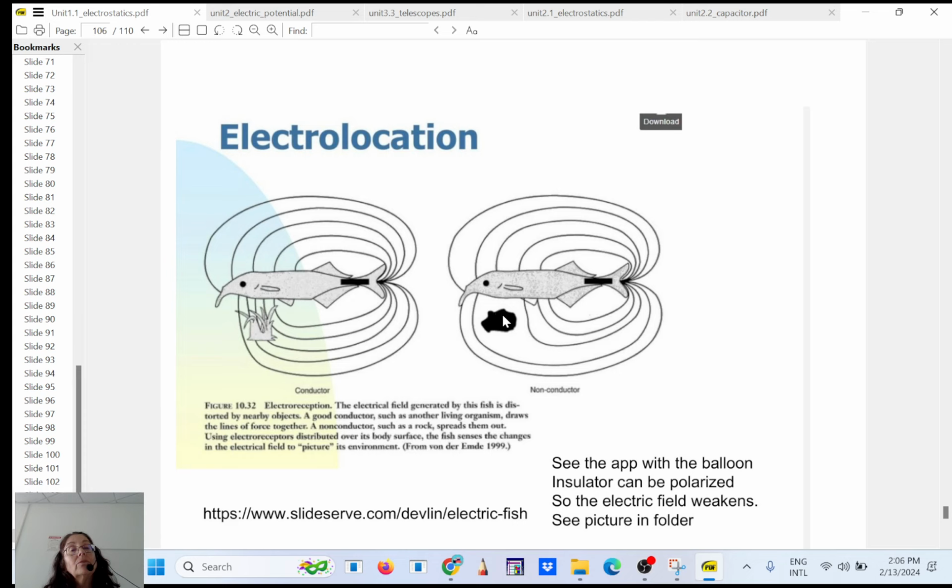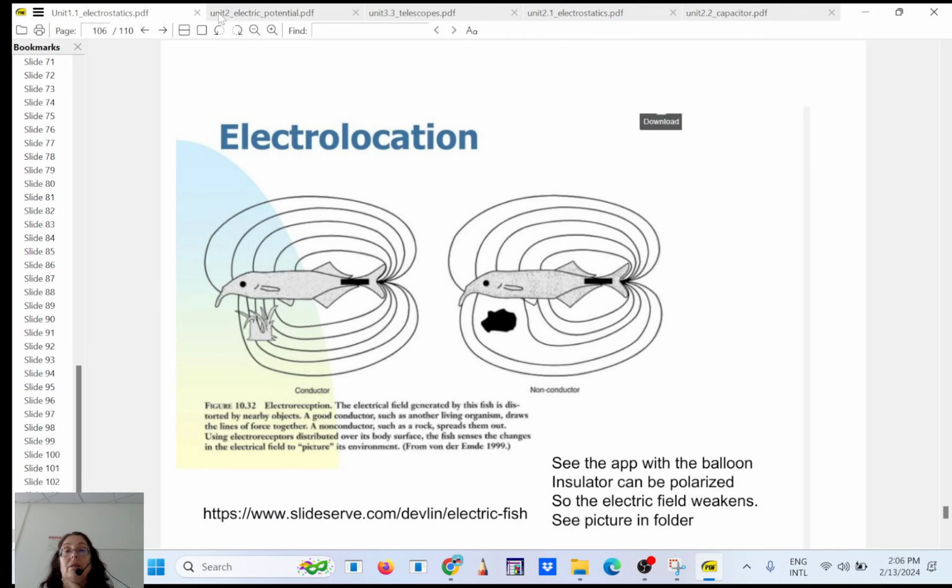If you have a non-conducting stuff, maybe a plant or a stone, you see the electric field here weakens. The electric field can go through it. If you want, after the class, I can explain why. But it's not going to react the same way with a conducting material and a non-conducting material. That's how the fish can detect whatever is in the environment. So this is do not eat, and this is do it.